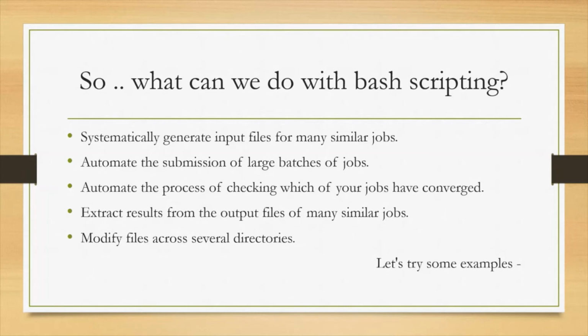You can automate the process of checking which of your jobs have converged or not by searching for a certain string in each of the outputs. If there's a string that indicates your job has converged, you just use grep and search for the string in everything, and it'll sort it for you rather than manually checking each of the files. You can also extract results from your output files using grep and save the results to any text file that you want, instead of manually going into each output file and copying the line of interest.